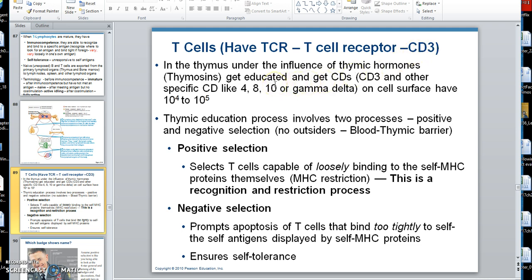So when a cell from the bone marrow enters the thymus gland, it undergoes the education process. Under the education process, two things you want to happen: positive selection and negative selection. So we're going to start right here with the T cell education again in our next video.